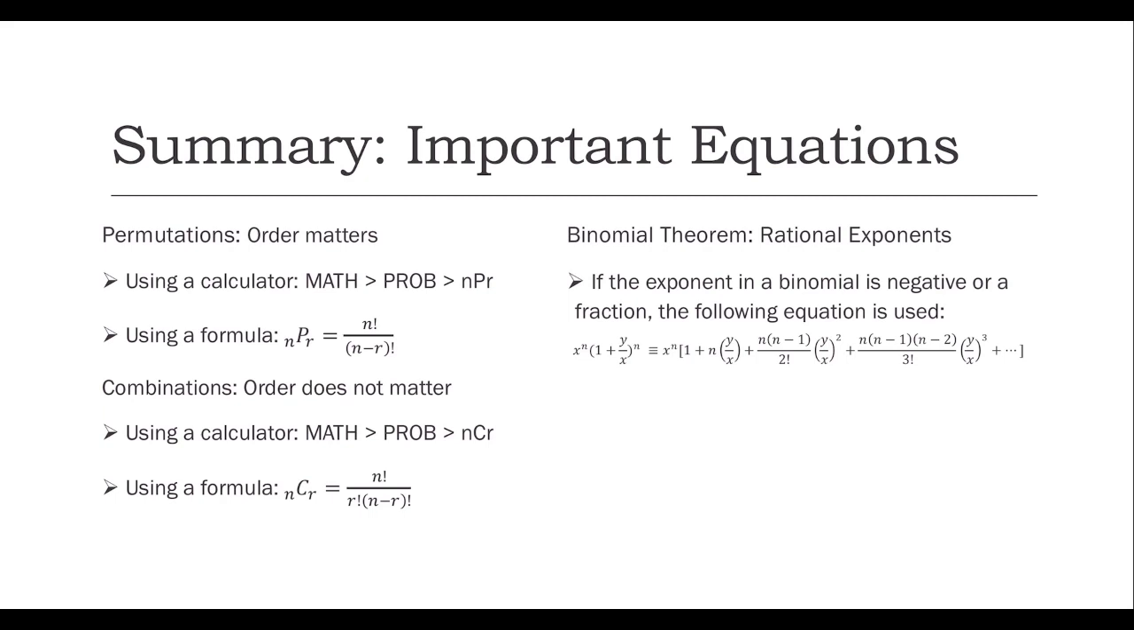So in summary, for permutations, order matters. You can use your calculator to solve a permutation, or you can use a formula. In combinations, the order does not matter, and you can also use your calculator or the formula to solve the equations. For the binomial theorem with rational exponents, where the exponent is negative or a fraction, you'll use this equation here, which technically goes on forever.